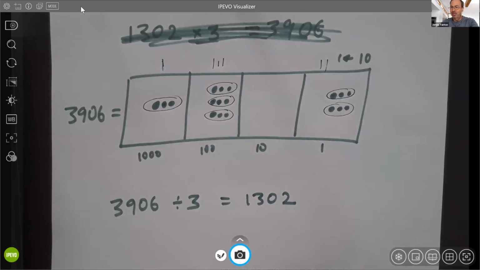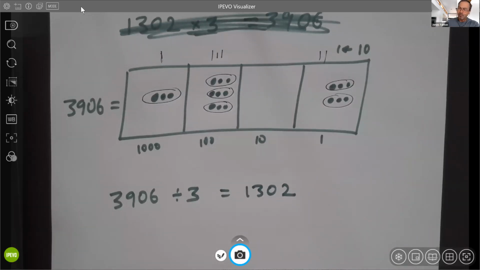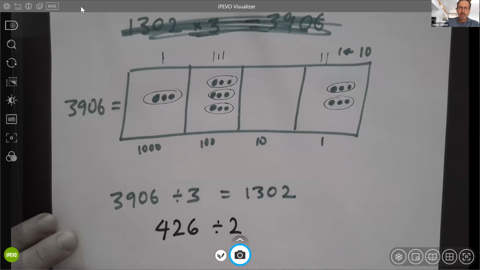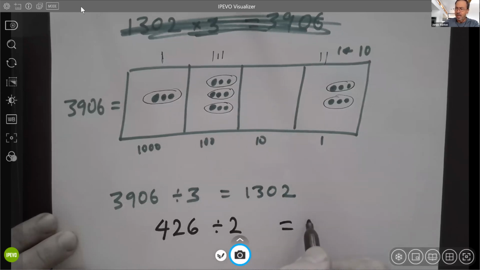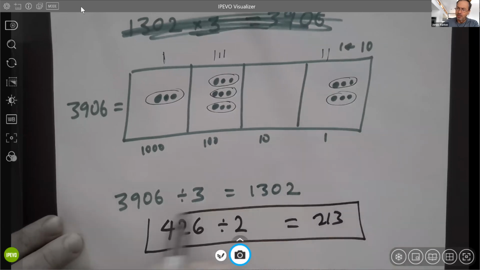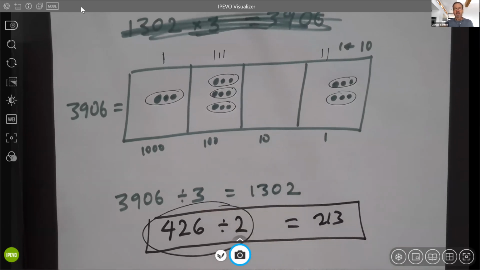All right, your turn. Just to practice this idea, I'll do an easy one, but draw me a picture of 426 divided by 2, and show me that really was 213 that got doubled. Can you really show me in a picture that 426 divided by 2 really was 213 that got doubled? Can you see that for yourselves?